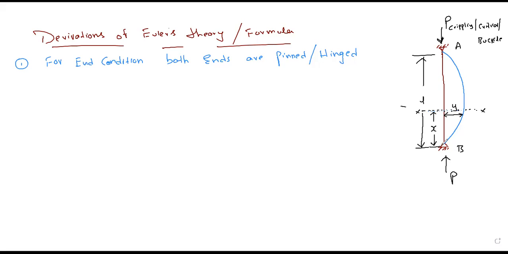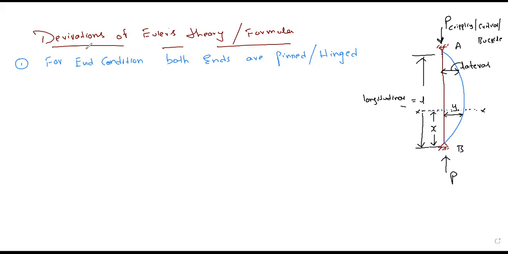So for that, consider a section xx at a distance x from the end B. So let y be the deflection at the section, which is in the lateral direction. Right? So in which direction is this y distance? See, in your column, this is the longitudinal direction. And what is this direction? This is called the lateral direction. That means the deflection always occurs in the lateral direction. Okay, compression will always happen in the longitudinal direction. So that we have to know.